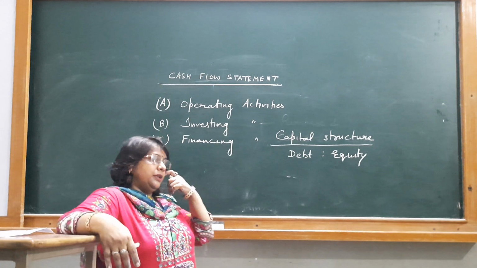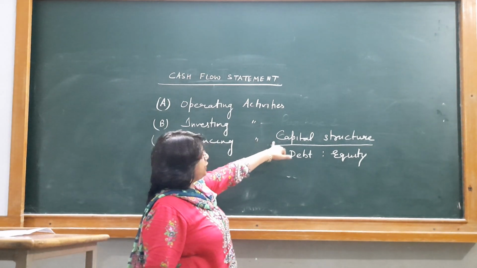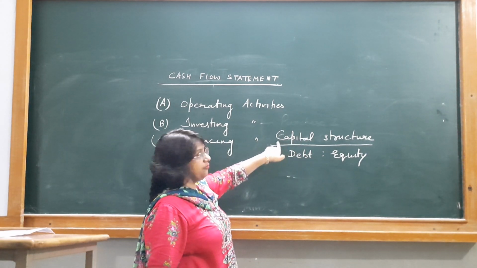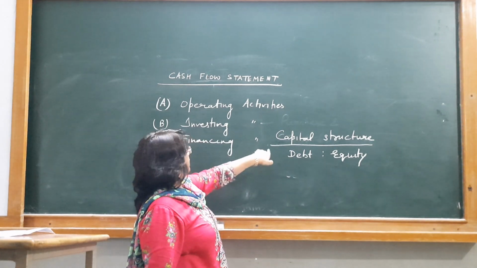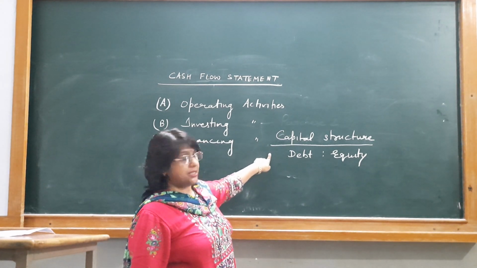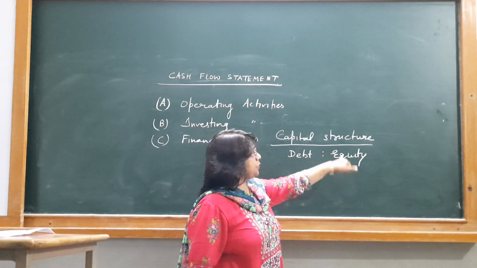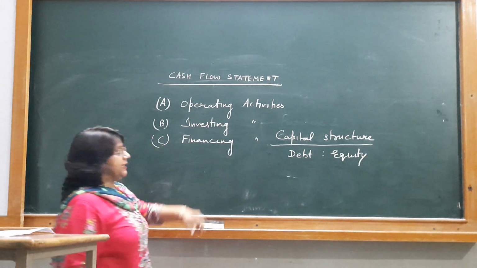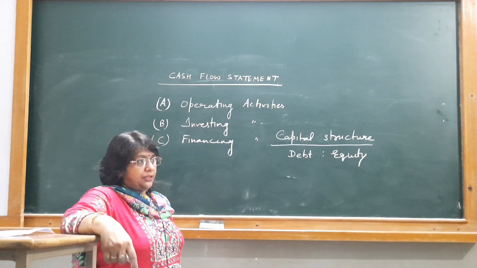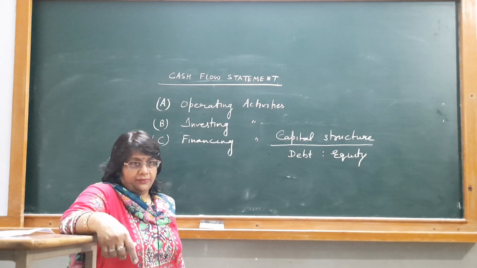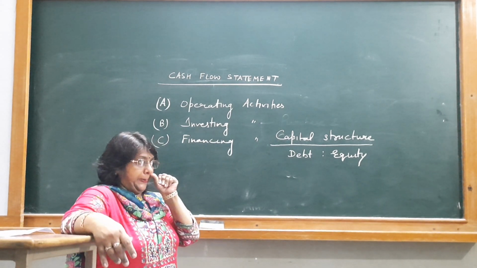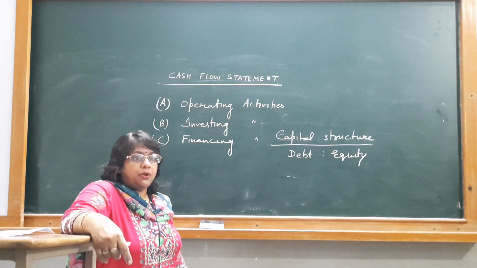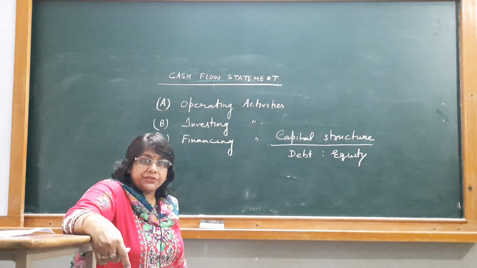So, any item which results in a change of size and composition of the capital structure of a company is called financing activity. Those are changing the proportion of debt and equity in an organization. That is called financing activity. For example, you have issued a debenture, which means your debt is rising, and you will receive the cash. So, this is called cash inflow from financing activity.